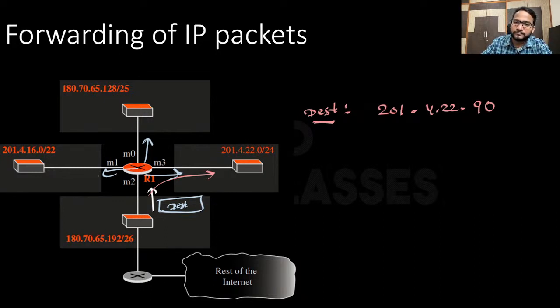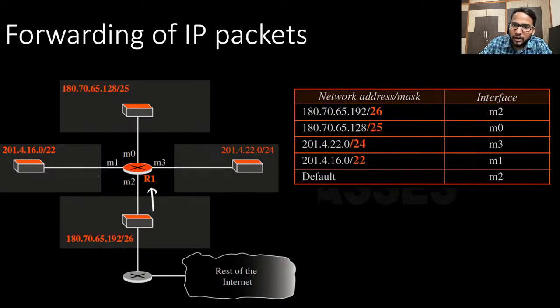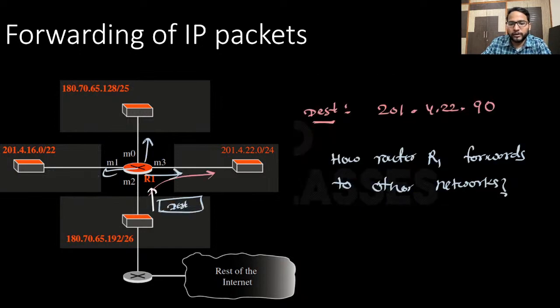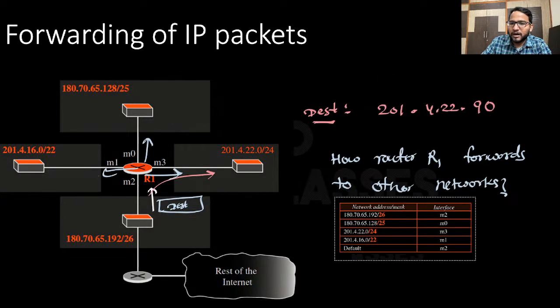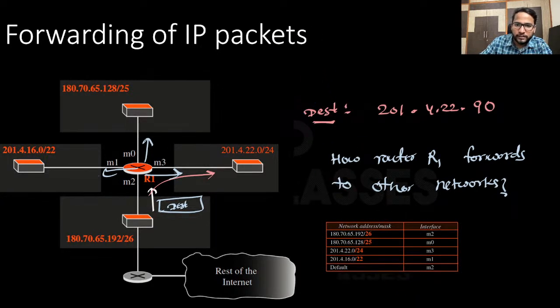the video quality. Okay, suppose this destination is coming to this router. Now how does router R1 forward to other networks? Tell me how router R1 forwards to other networks. It will consult the routing table. So let's see the routing table. Let's suppose this is the routing table it has, right? Now let's understand this routing table, and then you will understand supernetting very easily. Suppose this is the routing table that it has. I hope that is visible. Or otherwise I can write the routing table here.